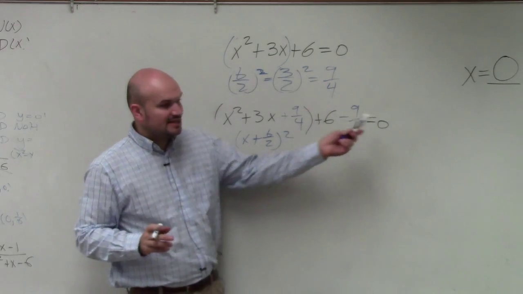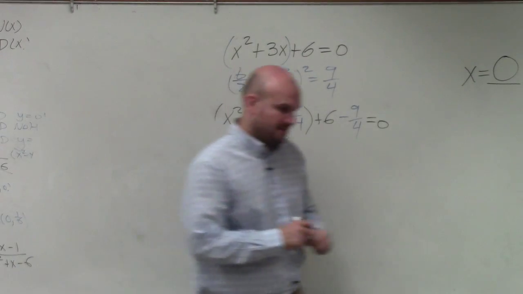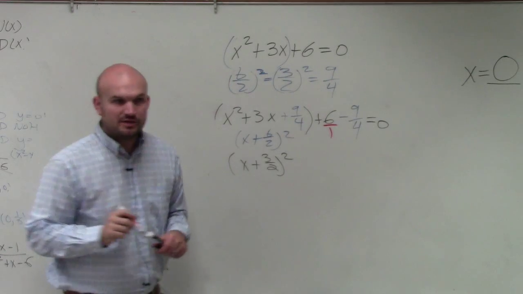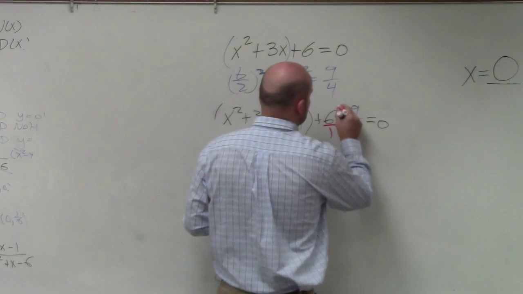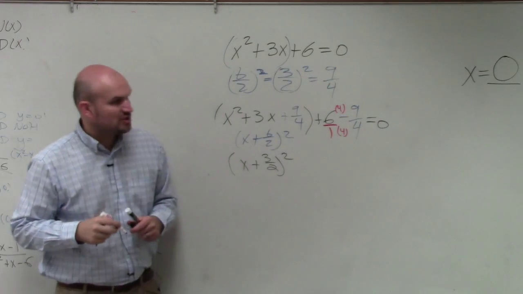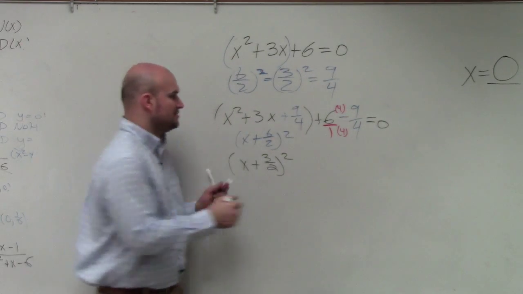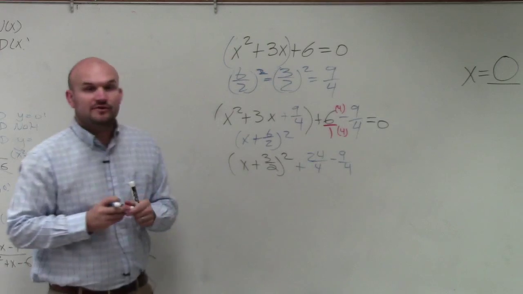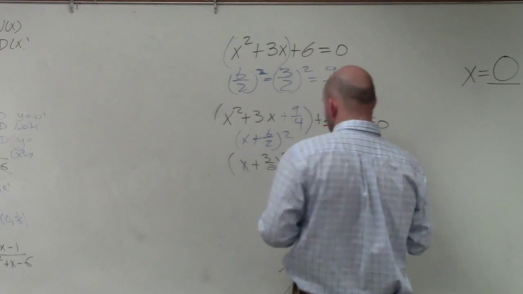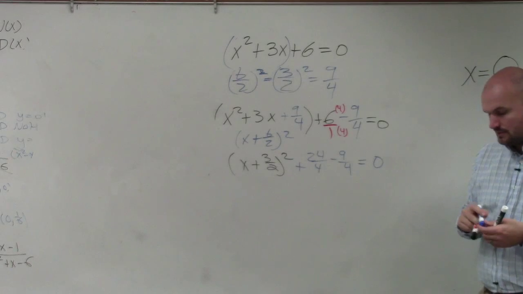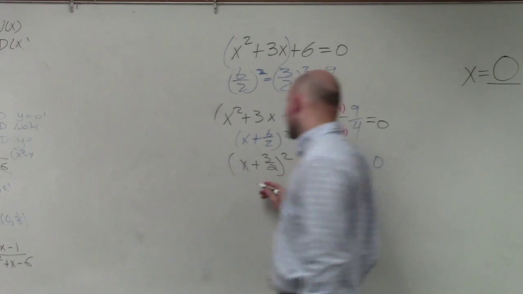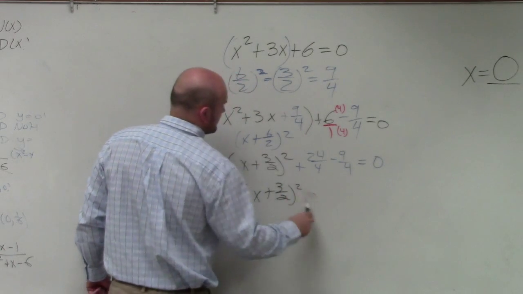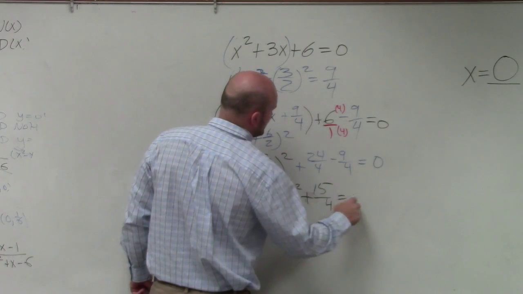In this example, do you guys see, again, I'm trying to add a whole number and a fraction, right? So again, you have to know how to complete this. So I rewrite my whole number as a fraction. I multiply, so I have common denominators. So I multiply by 4 over 4. So I get, in reality, plus 24 over 4 minus 9 over 4, which would give you 15 over 4. So then I have x plus 3/2 squared plus 15 over 4 equals 0.